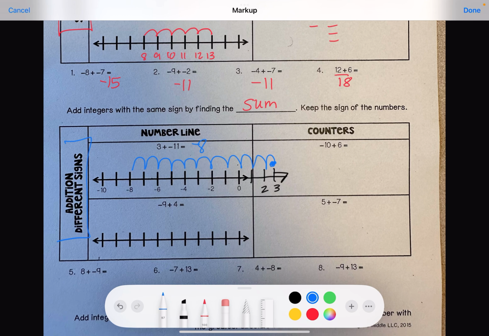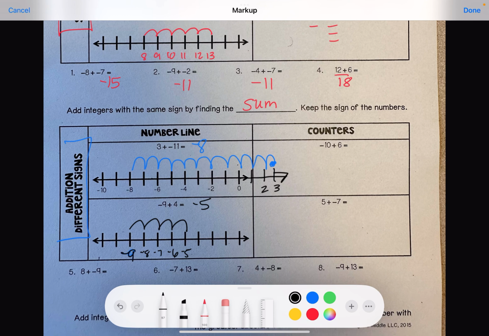All right, and then the next one is negative 9 plus 4. So there's no numbers on here, so you can choose. Now I'm adding 4, so I'm going to go to the right. So I'm going to put my negative 9 over here. Let me change that to black so you can see. And then I'm adding 4. 1, 2, 3, 4. And because I'm going closer to 0, this is negative 8, negative 7, negative 6, negative 5. So I ended here at negative 5.